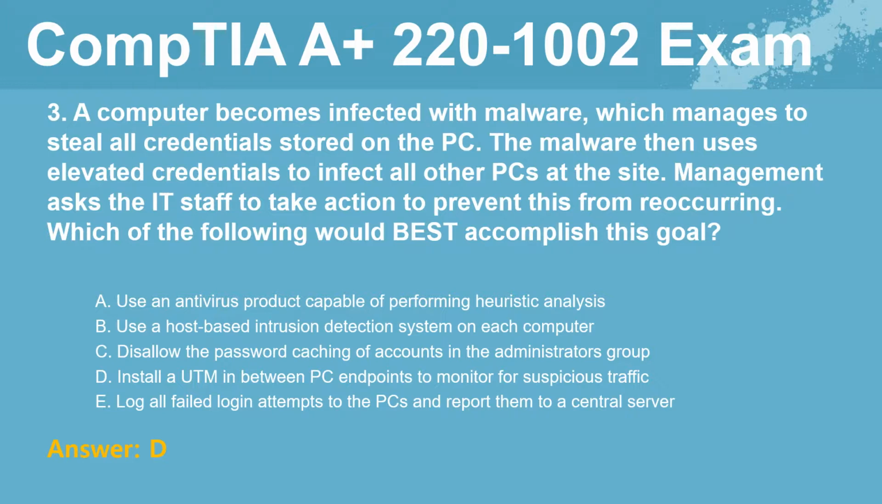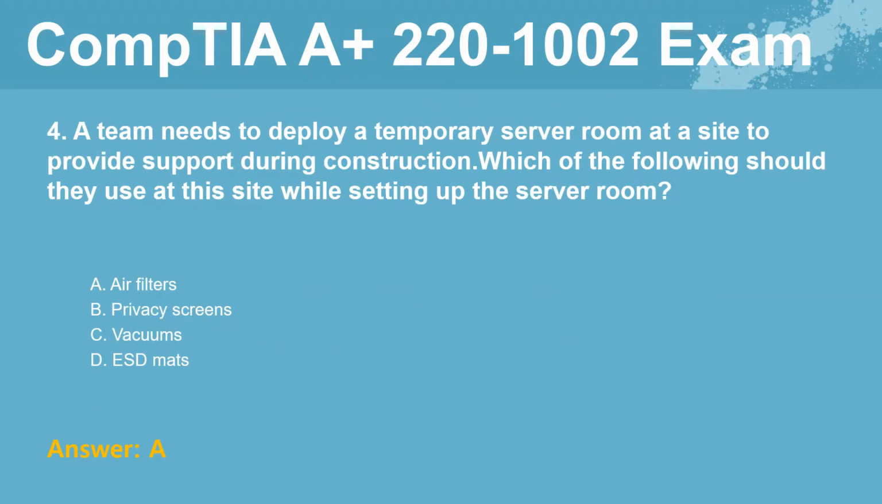A. Use an antivirus product capable of performing heuristic analysis. B. Use a host-based intrusion detection system on each computer. C. Disallow the password caching of accounts in the administrators group. D. Install a UTM in between PC endpoints to monitor for suspicious traffic. E. Log all failed login attempts to the PCs and report them to a central server. Answer, D.